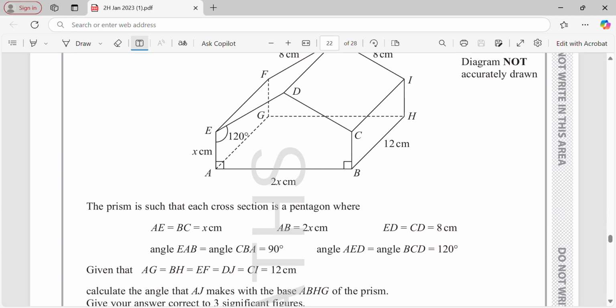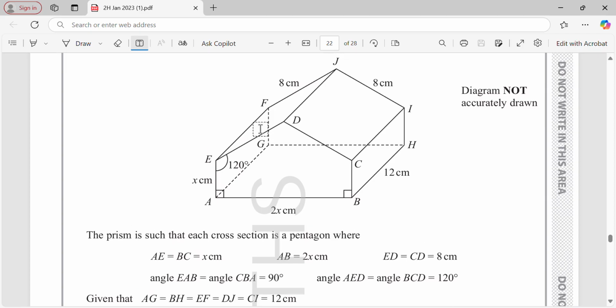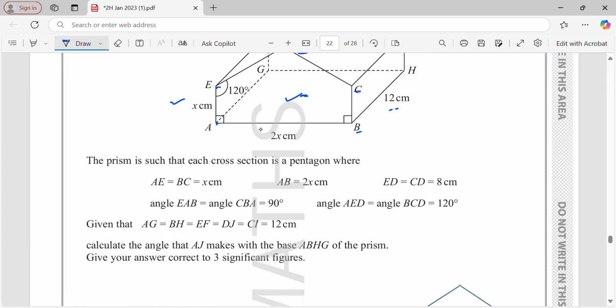Okay, let's understand the diagram first. A to E is x centimeters, the angle at E is given, that is 120 degrees, and this is a pentagonal cross-section, AEDCB. Then B to H, the length is 12 centimeters, and J to I, the length is 8 centimeters. What I have to find out is to calculate the angle that AJ makes with the base ABHG.